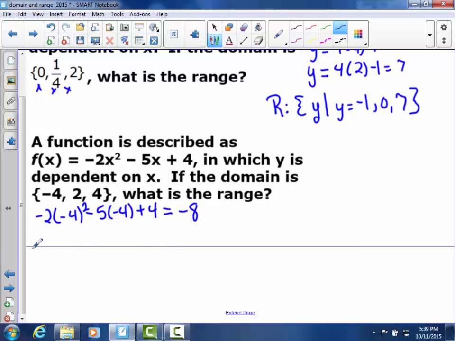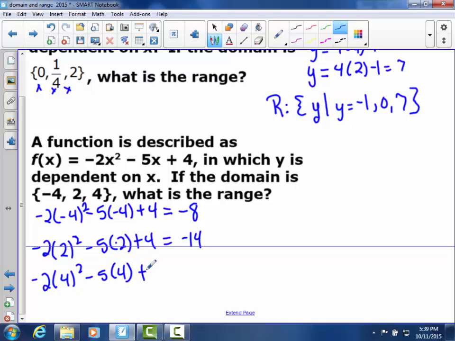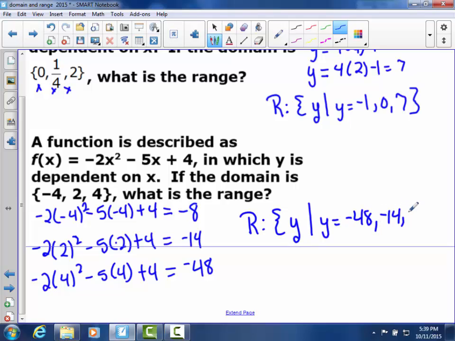-8. Then we do the next one, -2 times 2 squared minus 5 times 2 plus 4. So 2 squared is 4, times -2 is -8, minus 10 is -18, plus 4 is -14. And finally, -2 times 4 squared minus 5 times 4 plus 4, and that will turn out to be -48. So our range is a set of y values such that y equals -48, -14, and -8.